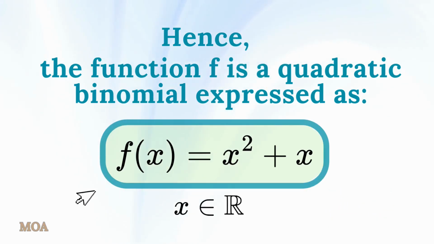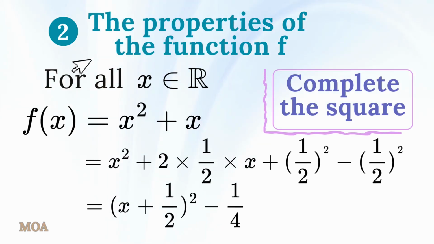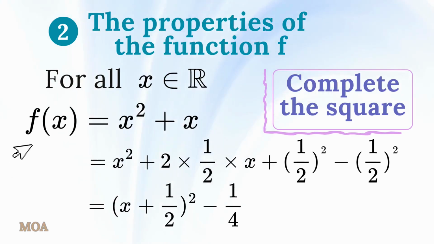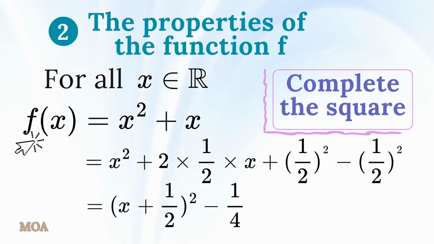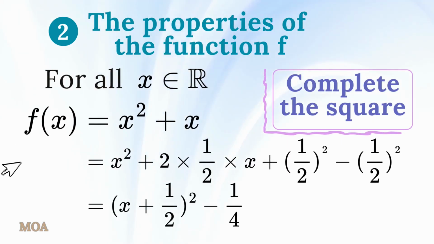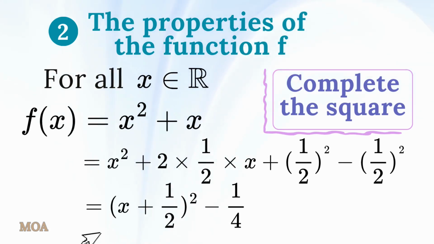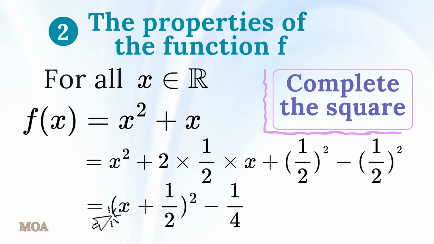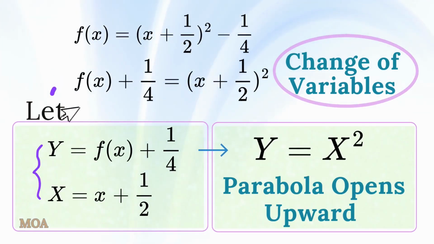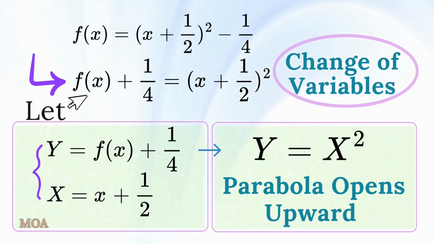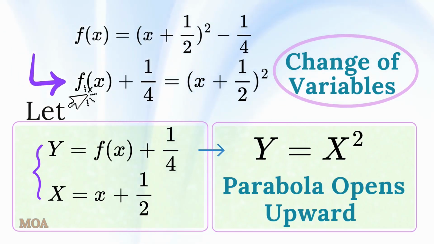Now we move to the properties of the function f. For all real numbers x, f(x) equals x squared plus x, which can be written equivalently by completing the square as f(x) equals the quantity x plus 1/2, all squared, minus 1/4. This can also be expressed as f(x) plus 1/4 equals the quantity x plus 1/2 all squared.